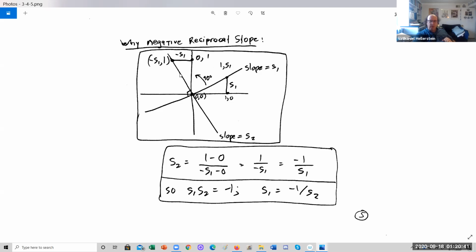Now the slope between here and here is slope S2. So S2 will be change in y, 1 minus 0, over change in x, minus S1 minus 0. That's 1 over negative S1, which is -1 over S1, negative reciprocals. Therefore, their product is -1, therefore S1 is -1 over S2. Negative reciprocal slopes, mutually, their product is -1.